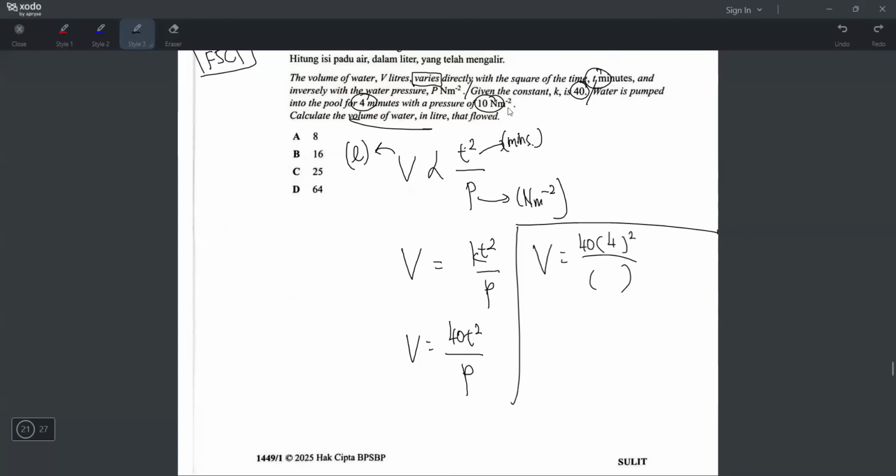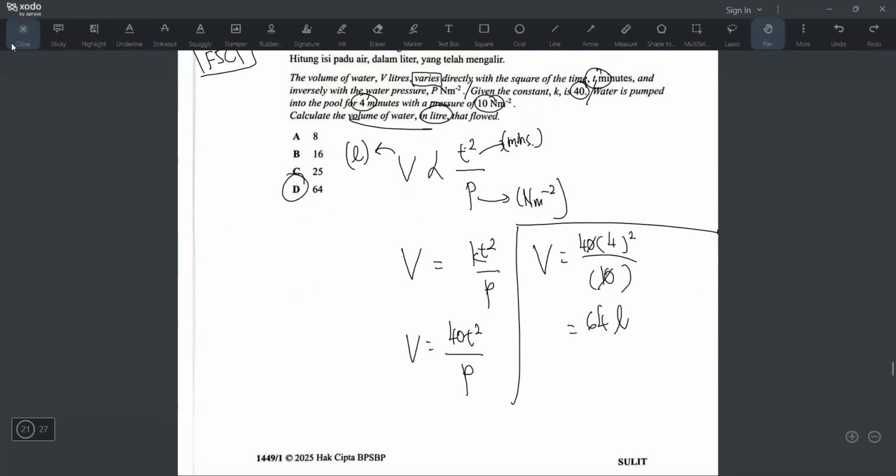Okay, the pressure 10 Nm minus 2. This one also already match with the unit we want. So just 10 masuk macam ni. So now you tekan 40 darab 4 square bahagi 10. Okay, 4 square I know is 16. 16, this 0 and 0 can cut, times 4 is 64. And the unit will automatically come out in liters. And they want in liter also. So the answer is D. Okay, sudah siap. That's all.